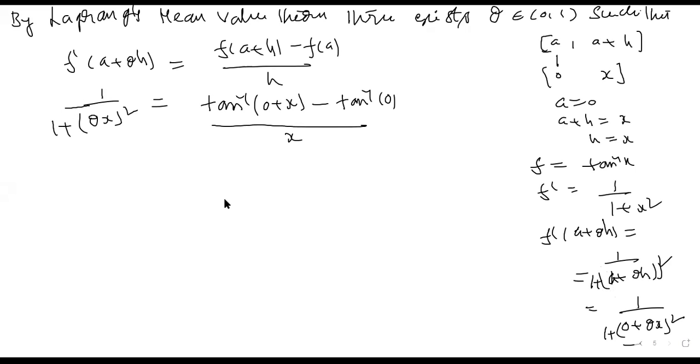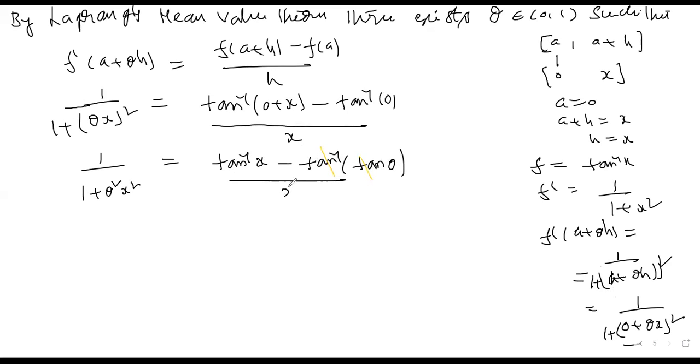Therefore, this can be written as 1 by 1 plus theta square x square, that equals to tan inverse of x. Tan inverse of x minus tan inverse of 0. Tan 0 is also 0. Yes or no? Therefore, here tan inverse and tan both are cancelled. Finally, there is x. This can be written as 1 by 1 plus theta square x square, which is equals to tan inverse of x by x. This is the equation 1.